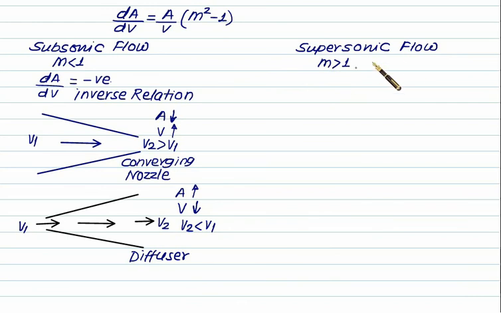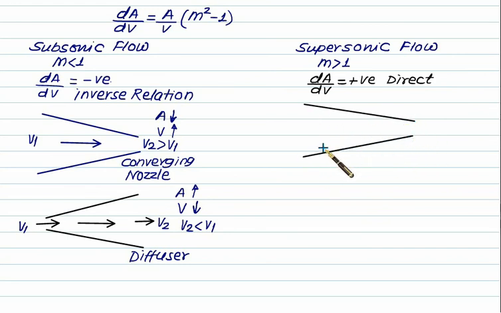Now consider the case of supersonic flow, in which the Mach number is greater than 1. So this quantity is positive, and dA divided by dV will be a positive quantity. Positive means direct relation. That is, if the area increases, velocity will also increase, and vice versa. If we take a converging type of duct here, I am not saying nozzle, I just said converging type of duct, and we have inlet velocity V1, exit velocity V2. This time the Mach number is greater than 1. In the previous cases, the Mach number was less than 1.